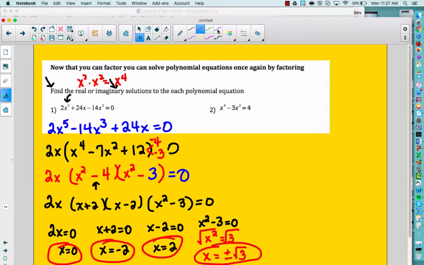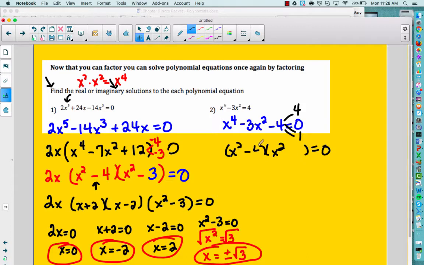All right, let's try the last one. We see that it's a polynomial, but in order to solve it, it has to be set equal to 0. So we're going to subtract the 4 to the other side, and we get 0. Now we see it's in quadratic form, so we factor it like a trinomial. So x squared and x squared. I want the factors of 4 that add to negative 3, which is going to give me 4 and 1. So x squared minus 4 and x squared plus 1. Go through your check. Now x squared minus 4 is the difference of squares, so I'm going to keep factoring.